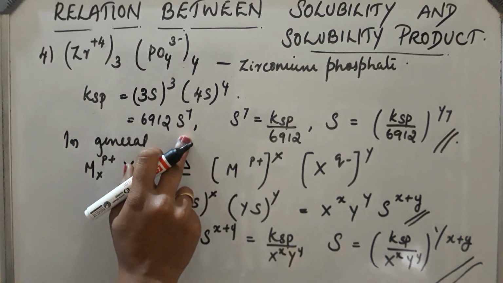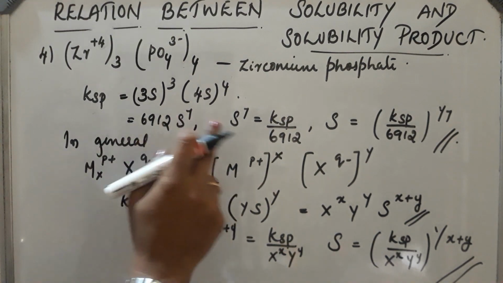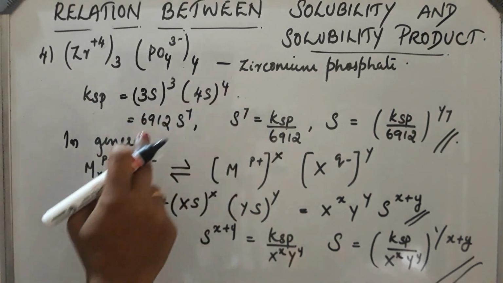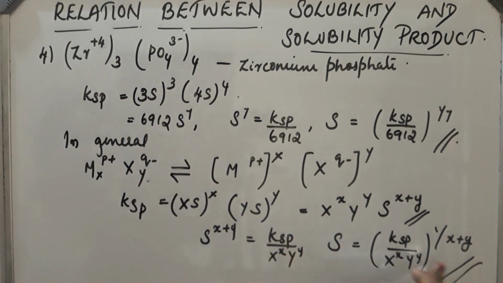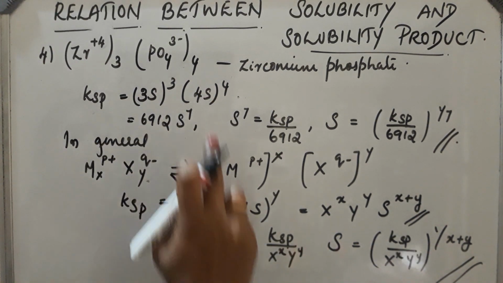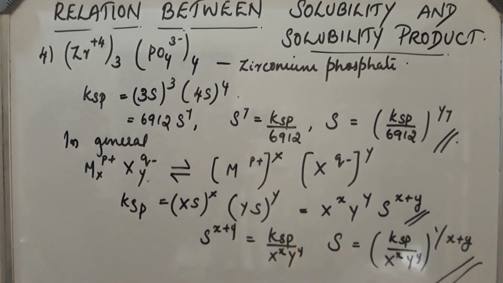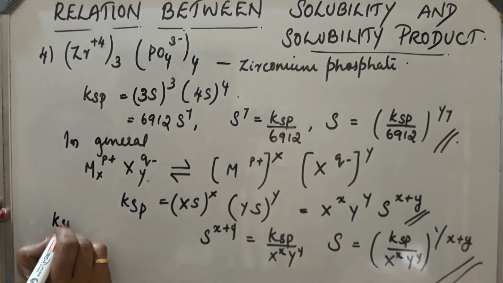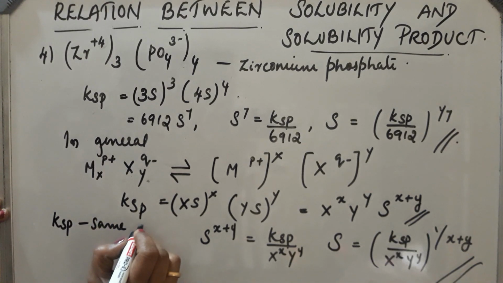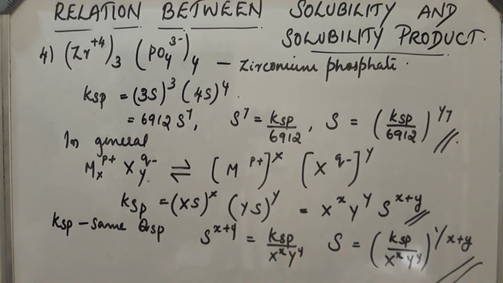If we substitute in this, we will get the same value. Instead of small x and y, 3 and 4, so 3 cube, 4 cube into S raised to x plus y. S raised to x plus y is 4 plus 3, 7, so 1 by 7, same as this. So in general we can write like this. Now Ksp is same as Qsp. Qsp, we already discussed earlier, is the reaction quotient. Under equilibrium conditions, Qsp becomes same as Ksp.